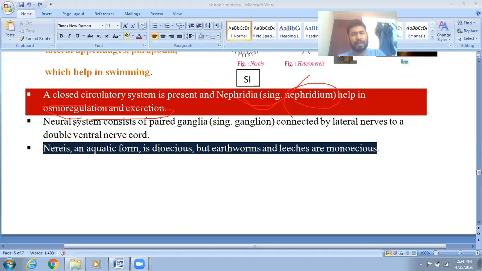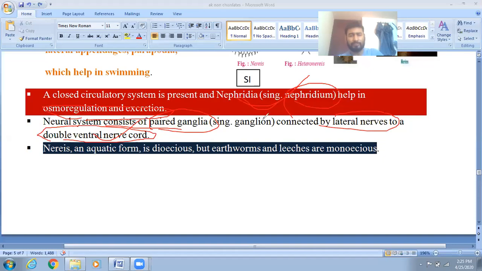Next is the neural system. The neural system of annelids consists of paired ganglia, and they are connected by lateral nerves to the double ventral nerve cord. Lateral means sidewise of the body. So they have two ventral nerve cords, meaning two abdominal nerve cords.